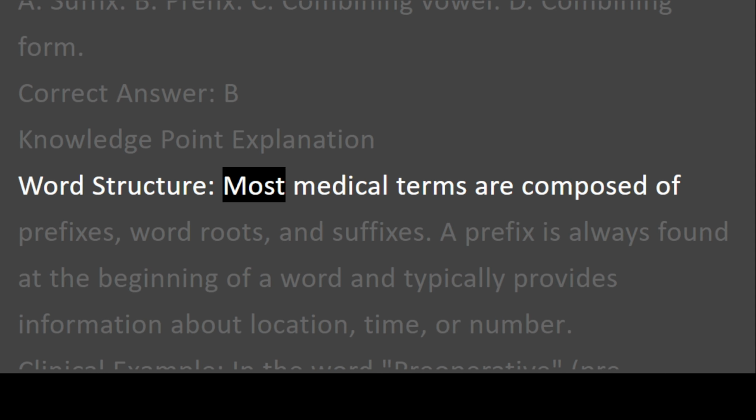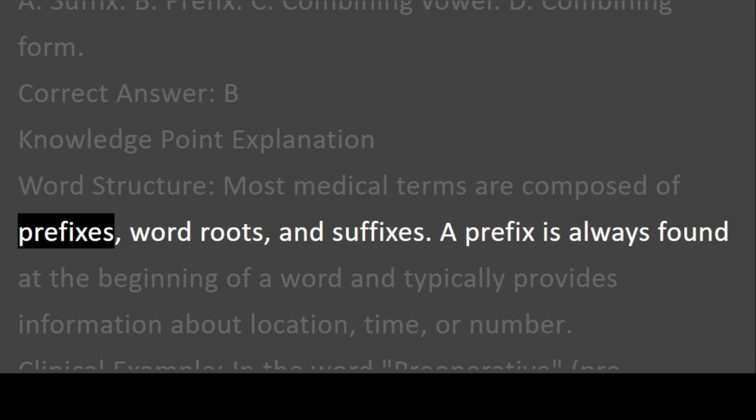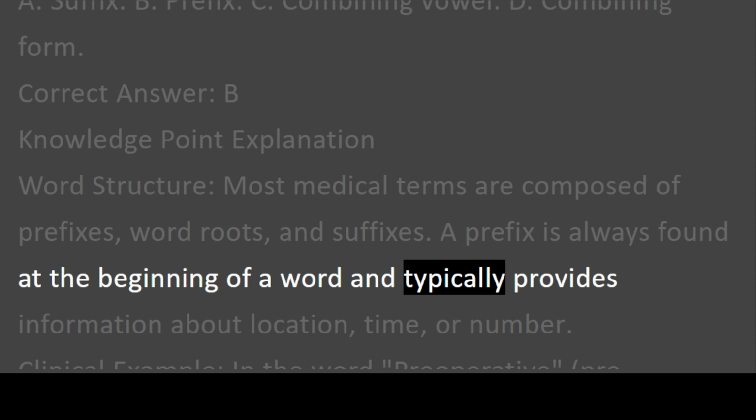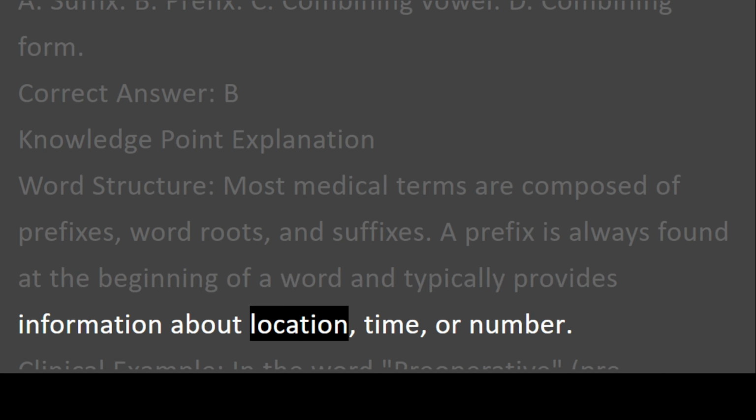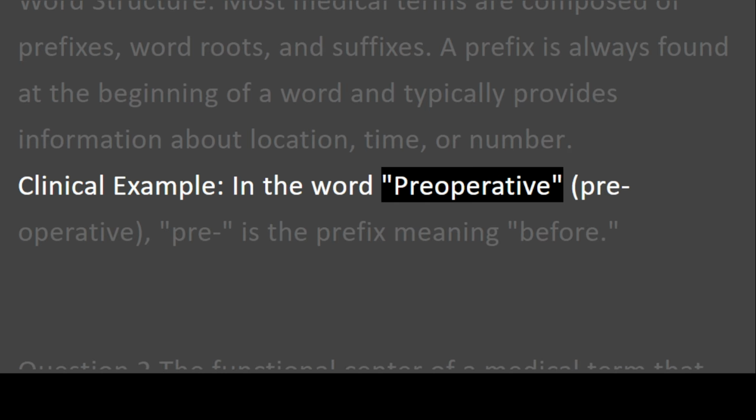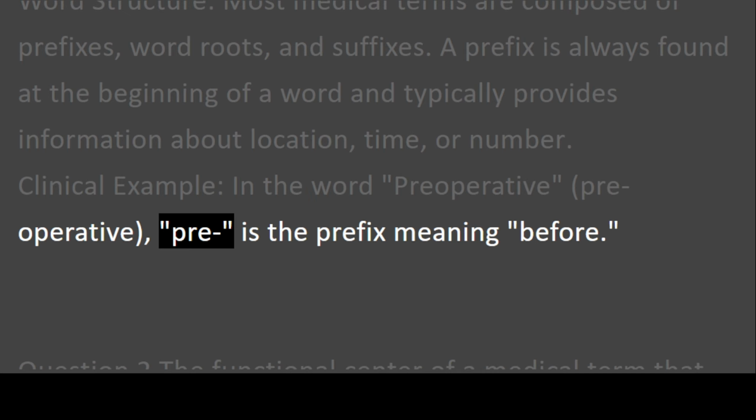Knowledge point explanation. Word structure. Most medical terms are composed of prefixes, word roots, and suffixes. A prefix is always found at the beginning of a word and typically provides information about location, time, or number. Clinical example. In the word preoperative, pre- is the prefix meaning before.